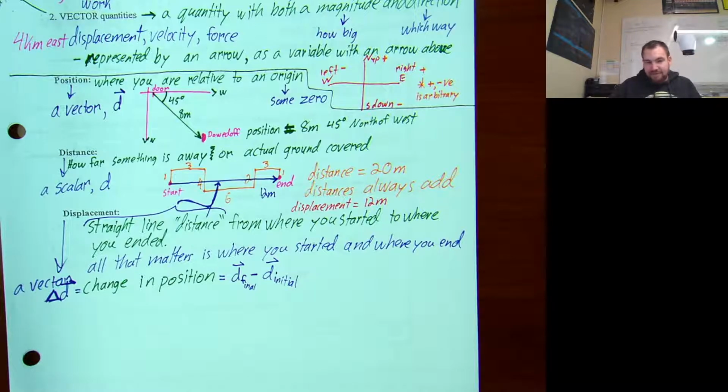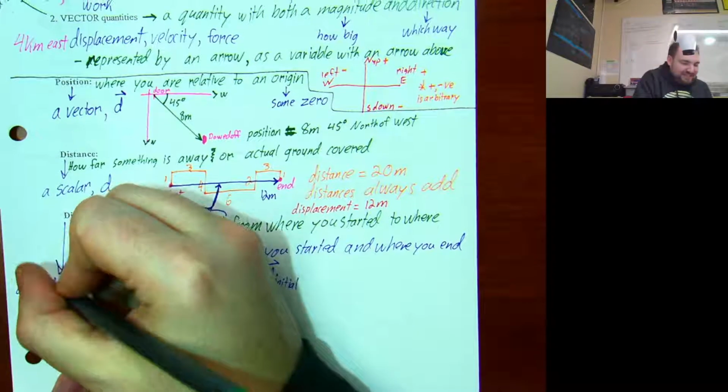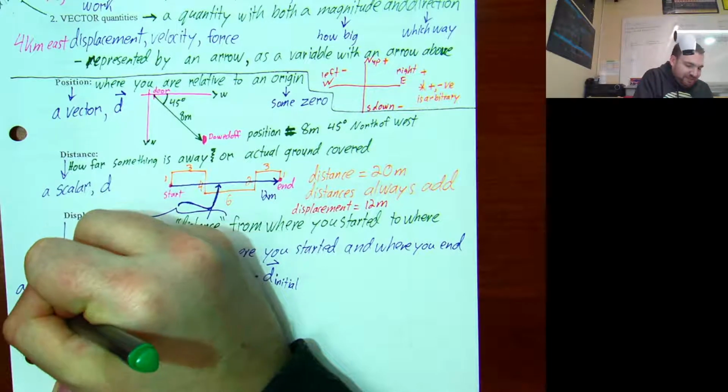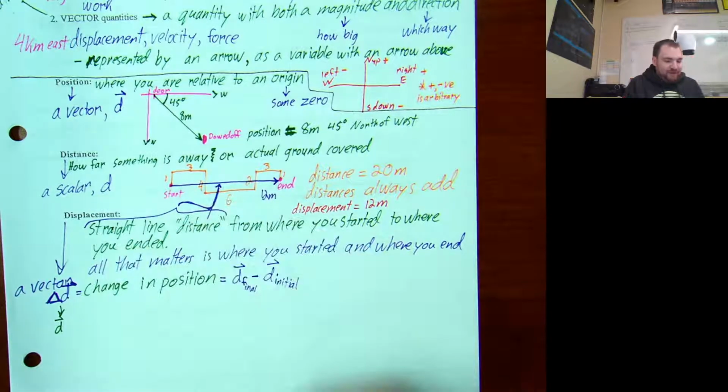And to make matters even more confusing, often what we end up doing is this delta D is actually just going to become D with an arrow above it, and we understand that the symbolization for position and displacement are exactly the same, and the only one we care about is displacement, which, to make our lives even better.